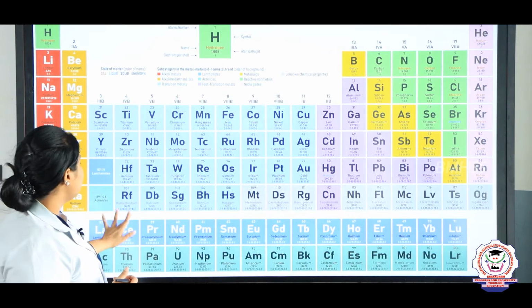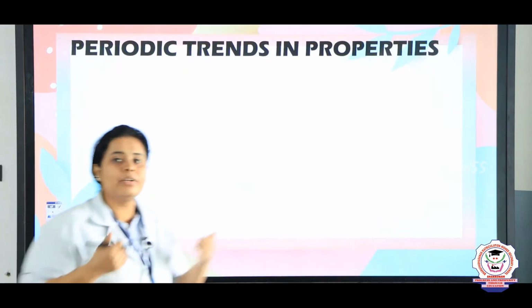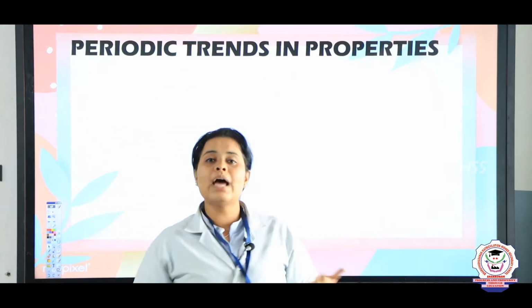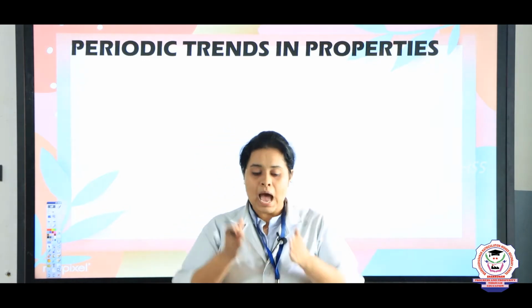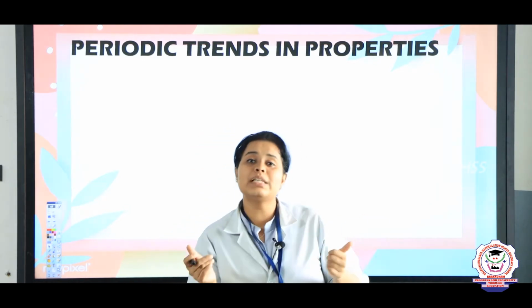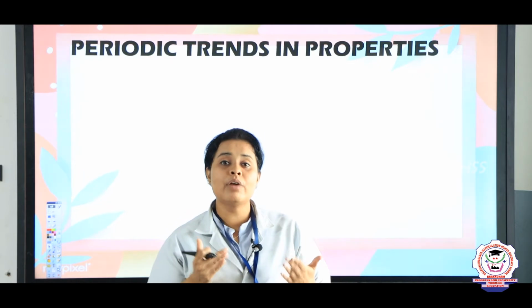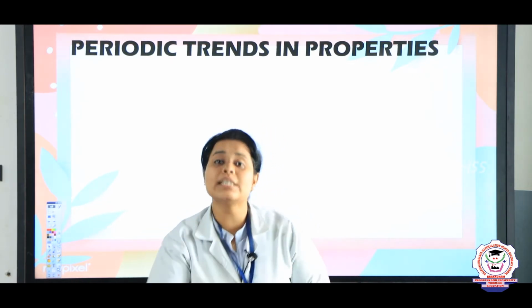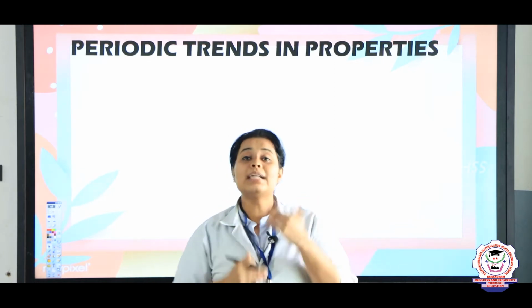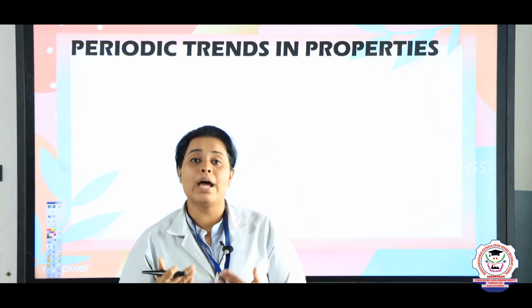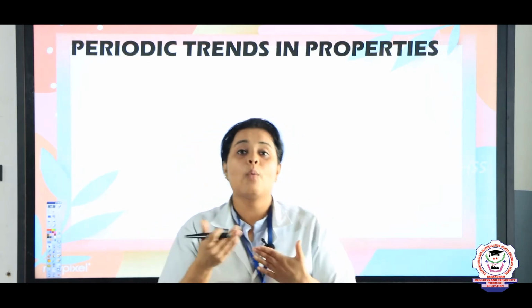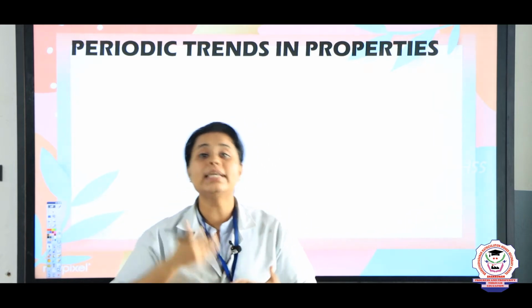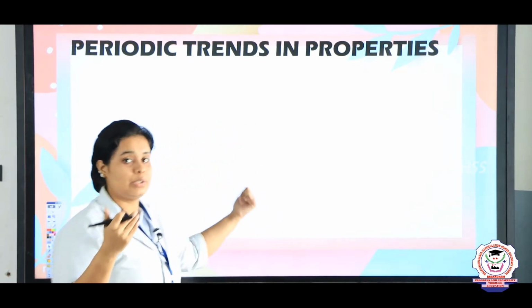So now let's see what the periodic trends are. Students, what happens in the periodic table is that after each point you will see some kind of sameness coming, or a similarity which you can see over here, right? That similarity is also known as periodicity. Why? Because it's regularly coming. So that we are going to see now.